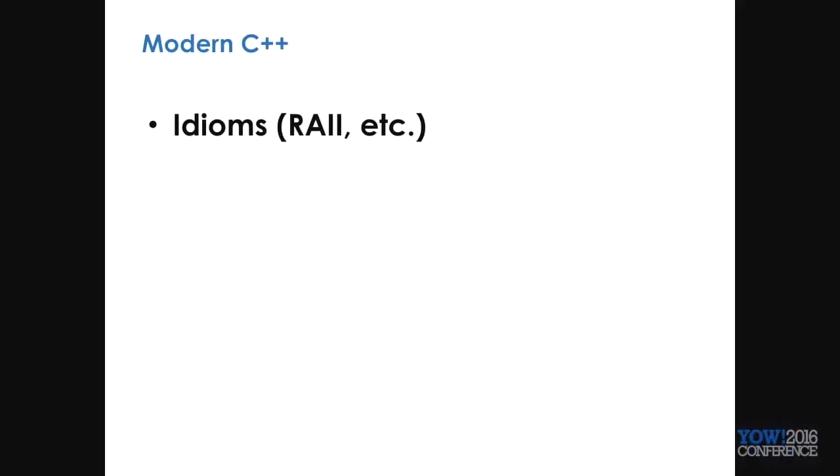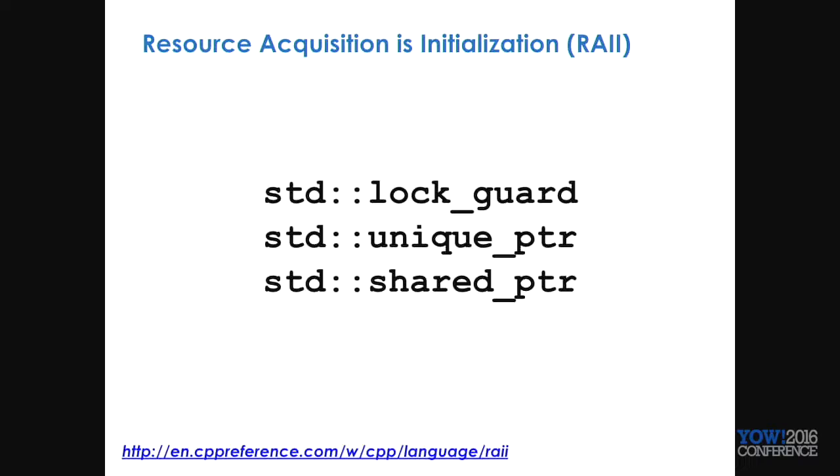Modern C++ has idioms. There are a few. The most prevalent is resource acquisition is initialization, RAII. And now it permeates the whole language and the standard library. Lock guard is an example. You take the lock when you enter the scope. You release it when you go out of scope. Unique pointer and shared pointer, which are part of that resource ownership and lifetime, work the same way.